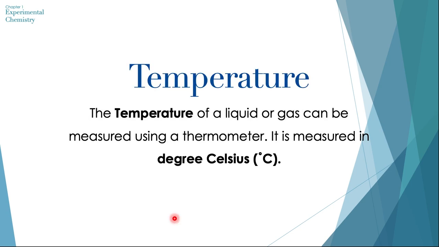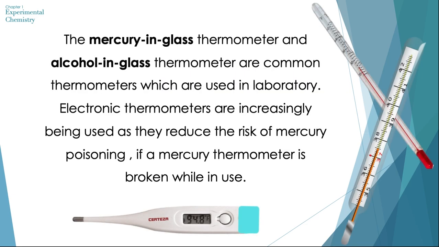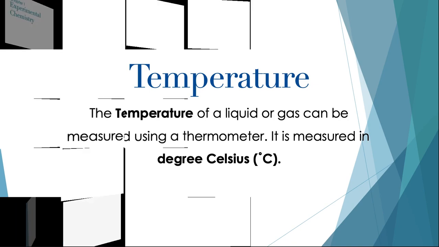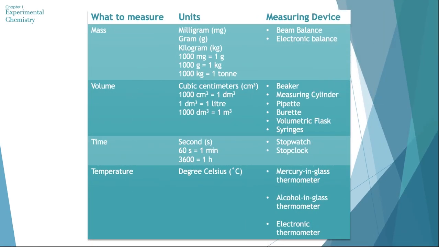Do you know that temperature sensors or probes can record the temperature of a liquid over a period of time? Such results can then be fed into a computer and displayed as a graph of temperature against time. So, devices which can capture the experimental data in this way are known as data loggers. So, here is the table of what we just learned here. What to measure, the units, and the measuring device.